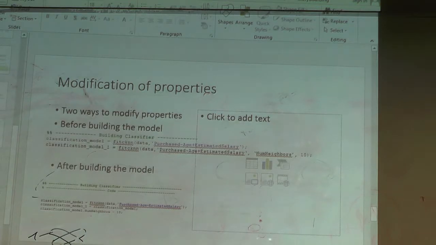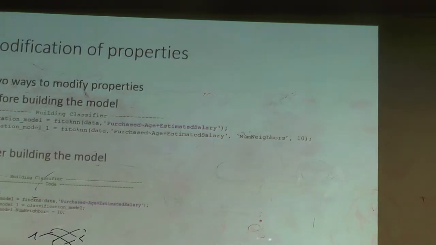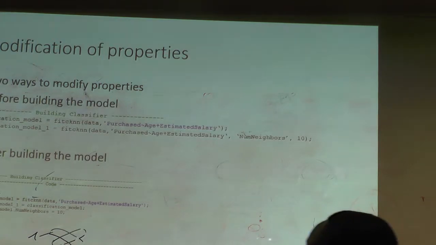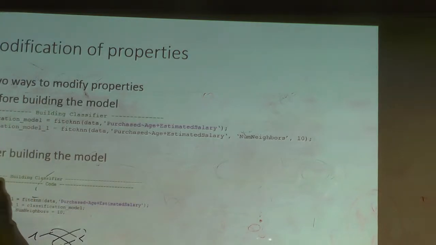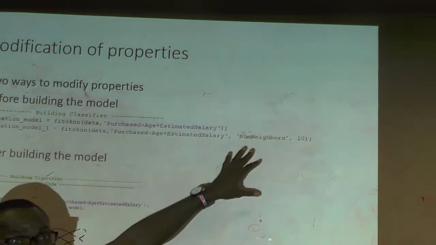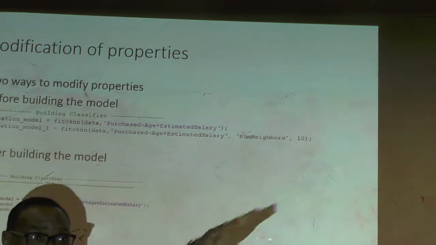There are two ways to do modification with a property. There is before building the model, and there is after building the model. Are you with me? Before building the model, what it means is that you will have incorporated all your properties into the model.